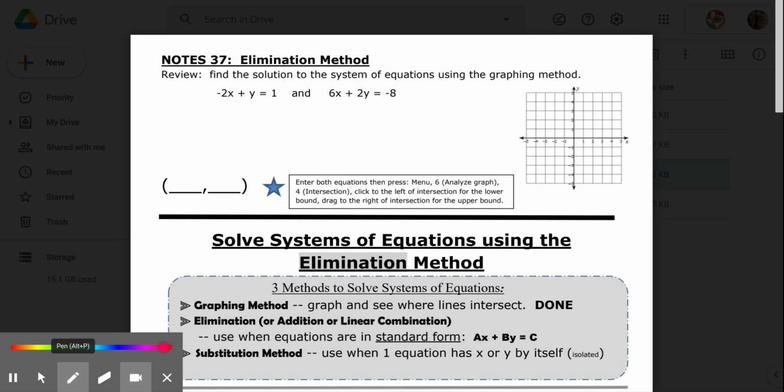Notes 37, using the elimination method. Before we do that, though, we're going to review finding the solution to the system of equations using the graphing method. So we're first going to move our negative 2x over to the other side, which will make it a positive 2x plus 1. So when we go to graph it, we start at 1 and then go up 2 over 1, up 2 over 1. Then we will draw our line.